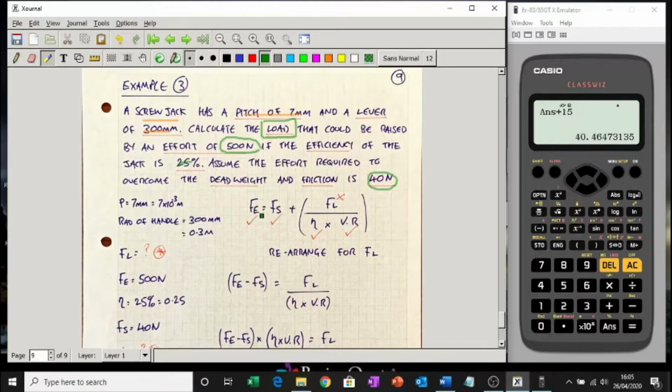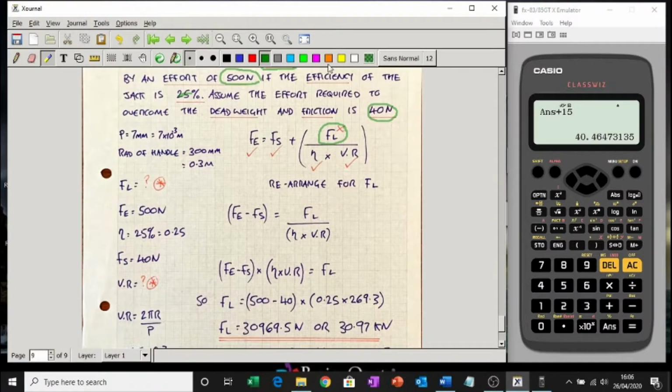So with this, we know Fe, we know Fs. Alright, so slightly different from before. We know the effort, we know friction. We don't know the load in this case, so we need to find that. We know the efficiency and we know VR because we can work it out. So we know everything apart from FL. We need to rearrange for FL.